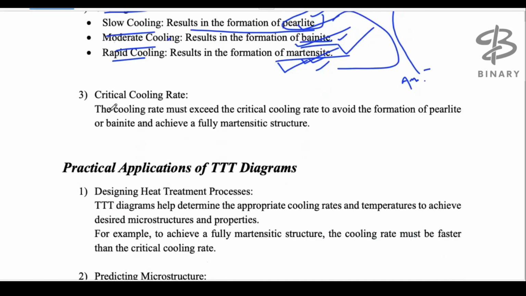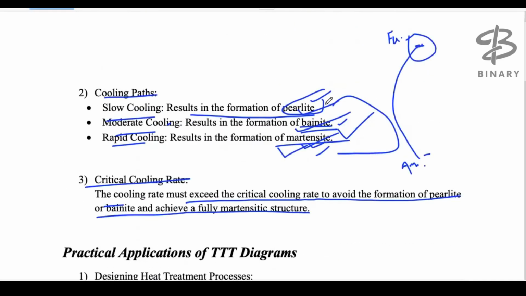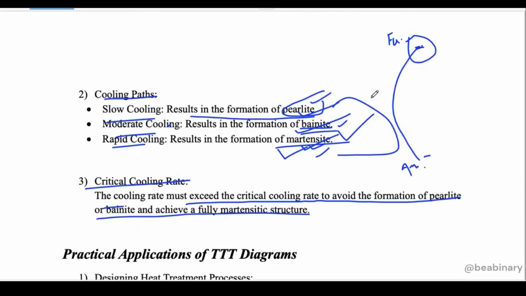Critical cooling rate. The cooling rate must exceed the critical cooling rate to avoid the formation of pearlite and bainite and achieve a fully martensite structure. What the cooling rate means is that you jump directly, without going in between through pearlite and bainite. You are interested in getting only martensite. For that, we must have rapid cooling because we want to skip these two formations and come directly to martensite.